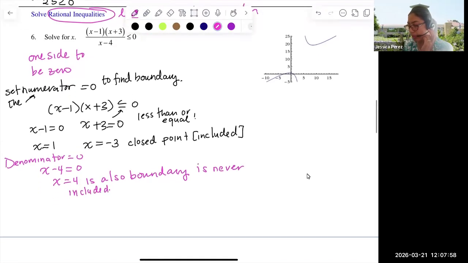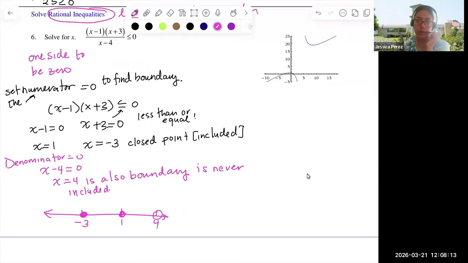So for the boundary points, we are going to have negative 3, which is going to be included, or bracket. I'm going to have a positive 1. It's also included because it's 1, negative 3, and positive 4. 4 will not be included.